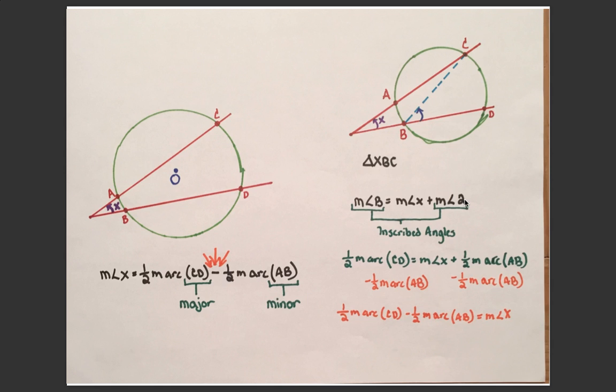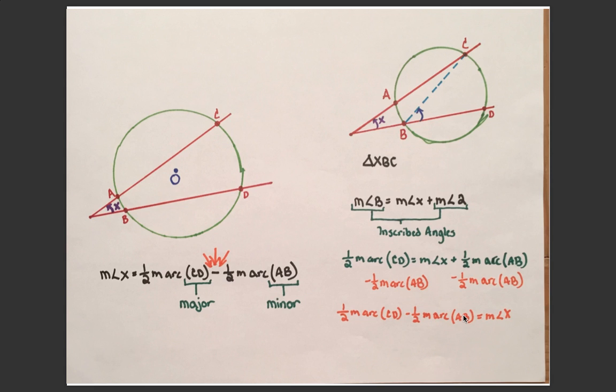I don't know why this is a 2. It should be a C. So we need to get the measure of angle C on the right hand side of the equation. So we subtract from both sides, and then we have the measure of X is equal to the major arc minus the minor arc. Another way to remember that we're subtracting the minor from the major is if we did it the other way, we would have a negative angle. And in this case, a negative angle doesn't make sense.